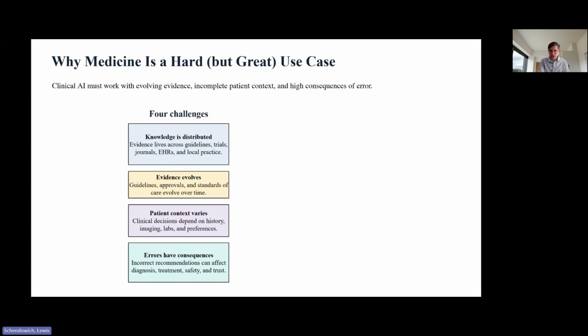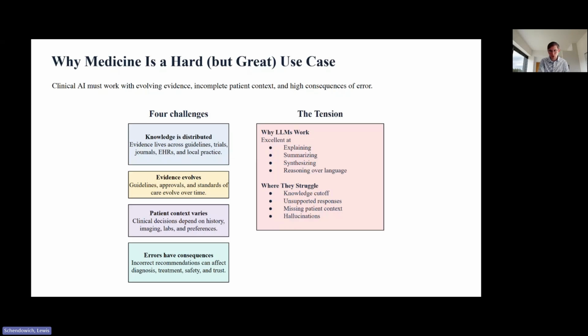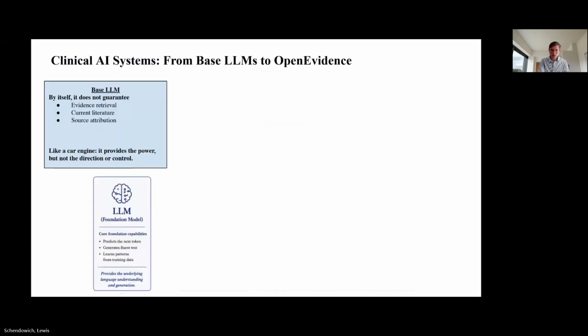The key point is that medicine turns an LLM from a useful language tool into a trust challenge. The output must be accurate, current, evidence-linked, and applicable to the patient in front of us. So once we understand these limitations, you have to understand the base model and the product that is built around it. The base LLM is the underlying language generation model. It processes text and predicts what comes next, but it is not the complete user-facing application. You could think of it like a car engine. If you just have the engine itself, it doesn't necessarily do what you want it to do, which is transportation.